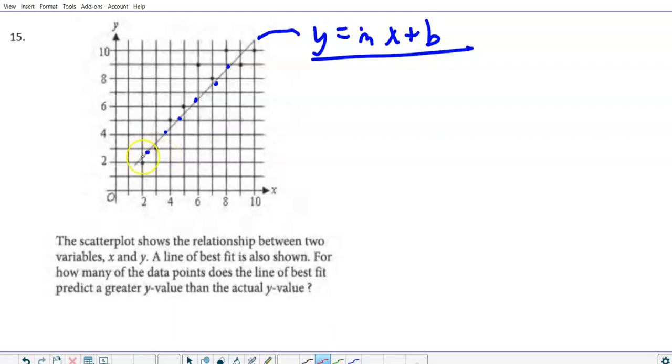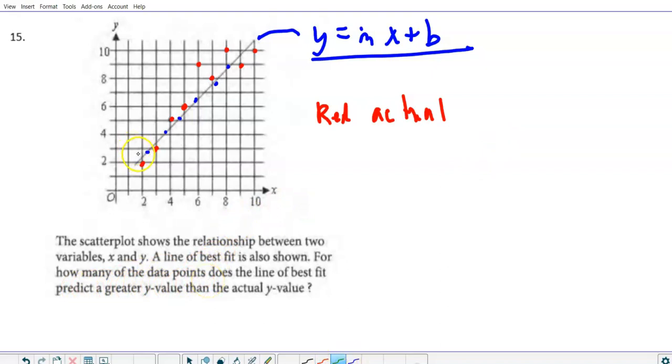Now these red points, I'm about to make it a little brighter here. These are the actuals. So the red are the actual points, whereas anything on the line of best fit, the prediction line, are the blue points. Every single point on that line is a predictive point. So it says, for how many of the data points does the line of best fit predict a greater y value than the actual? So where would that be?